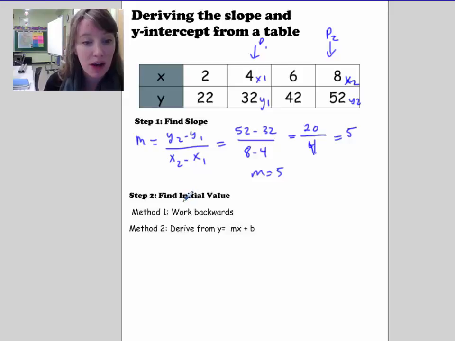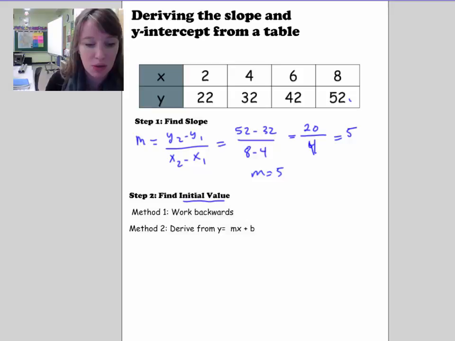Now to find the initial value or the y-intercept, there are two methods. We can either see if we can work backwards in the table, or we can derive it from the formula. Working backwards is actually kind of easy with this table because it's going by twos. Remember, we're looking at the y value when the x value is 0. Let me put a little column in here. If the x were 0, what would the y be?